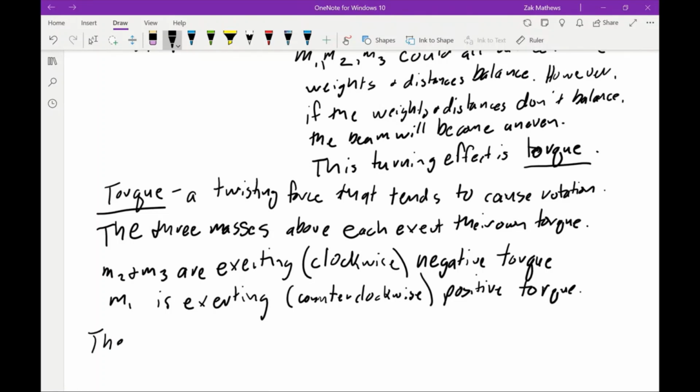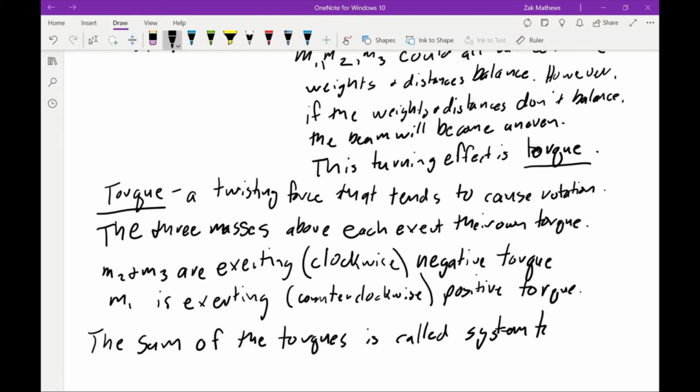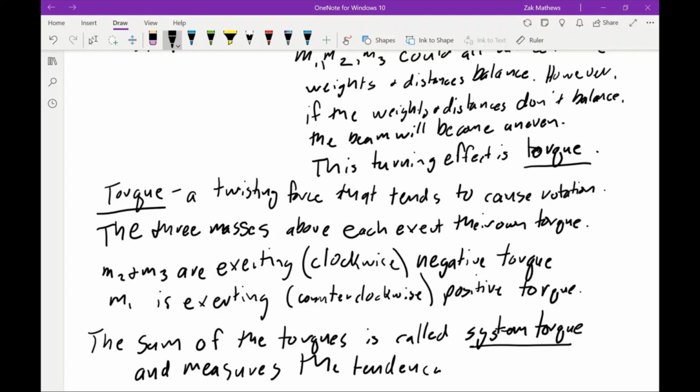The sum of the torques is called the system torque, and it measures the tendency of the system to rotate about the fulcrum.